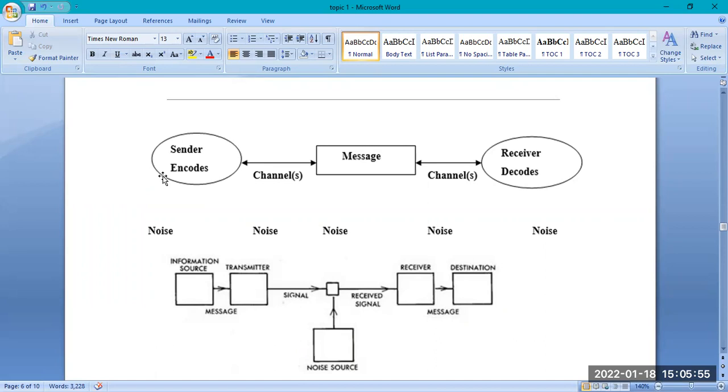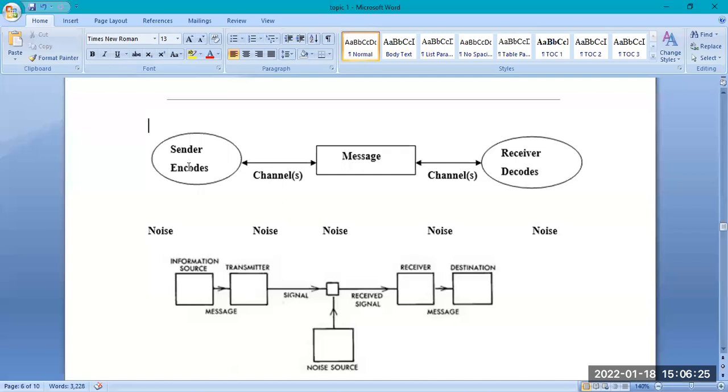And noise can be anything. Noise can come from the message. It can come from the sender. It can come from the receiver. It can also come from the environment. So noise is anything that interferes with communication. As we communicate, there is always noise.